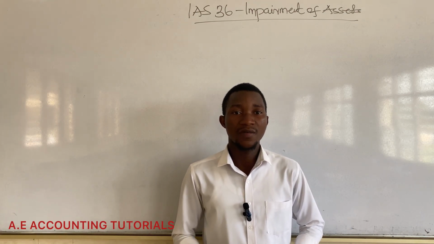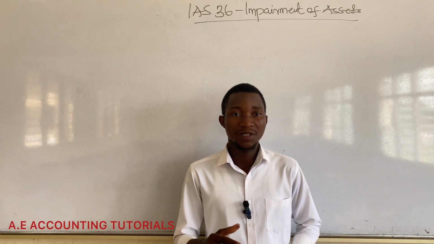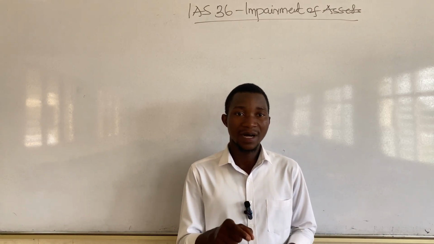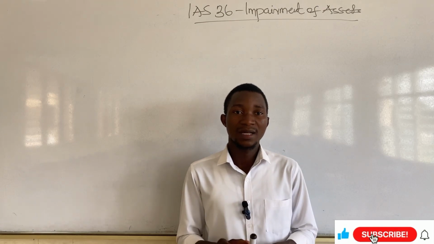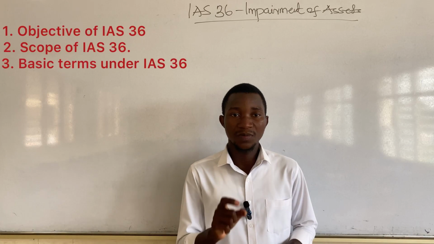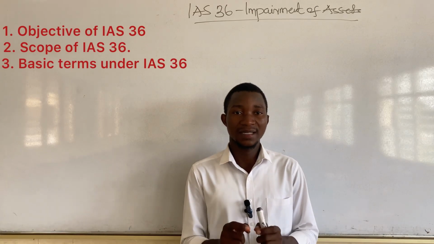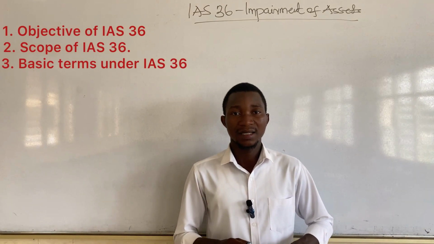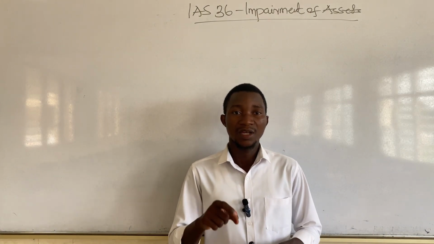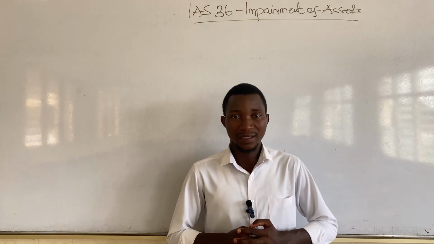Today we are beginning a new series on IAS 36, Impairment of Assets. In this particular series, we'll be looking at the various subtopics in different parts. But in this particular video, I want us to look at the basic concepts with regards to IAS 36. That is the objective of this standard, the scope of this standard, and some basic terms that we need to understand under IAS 36. After that, we take a full practice question and try to enhance our understanding of how to test for impairment of an asset.